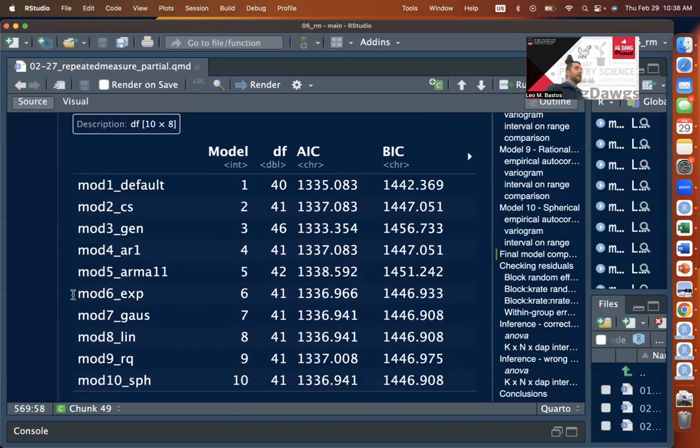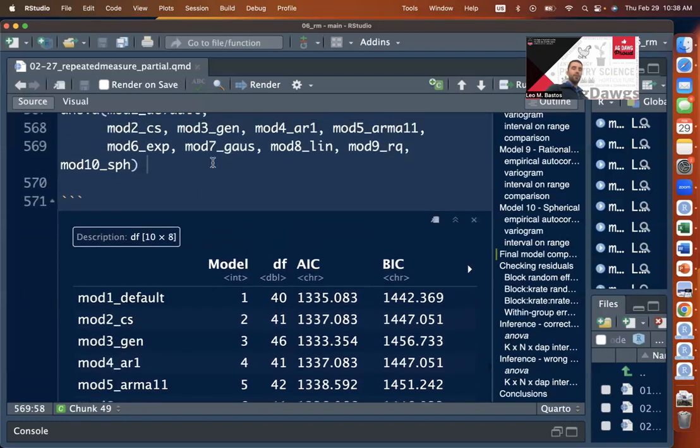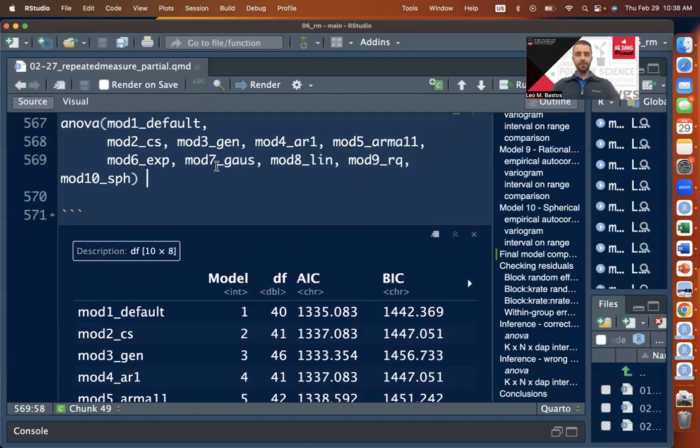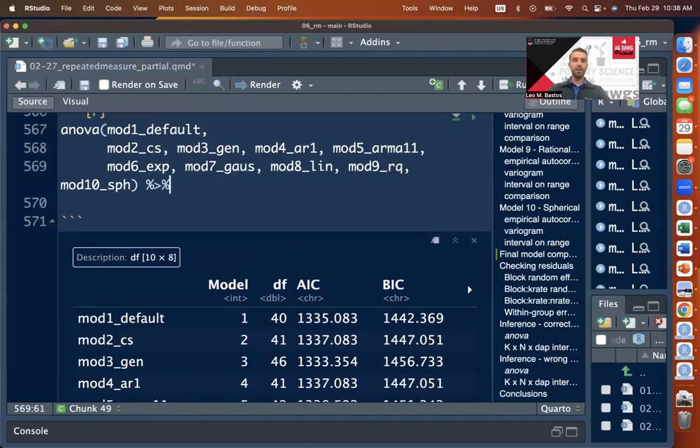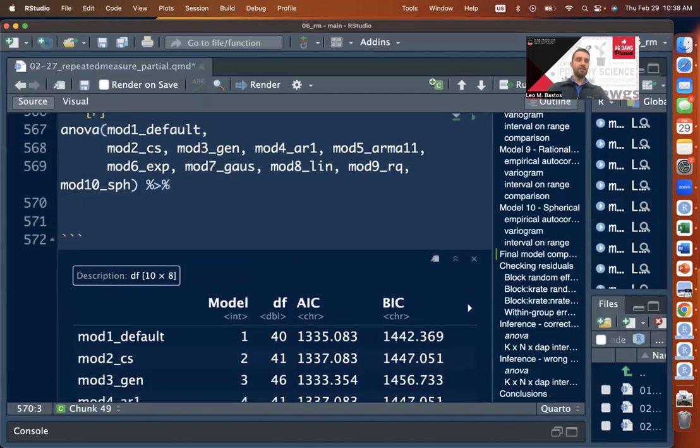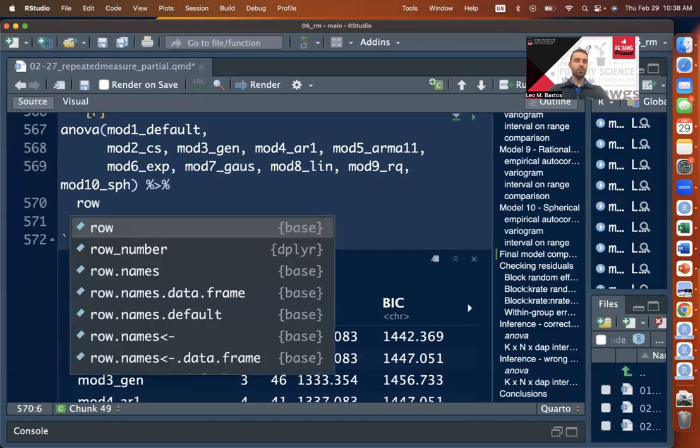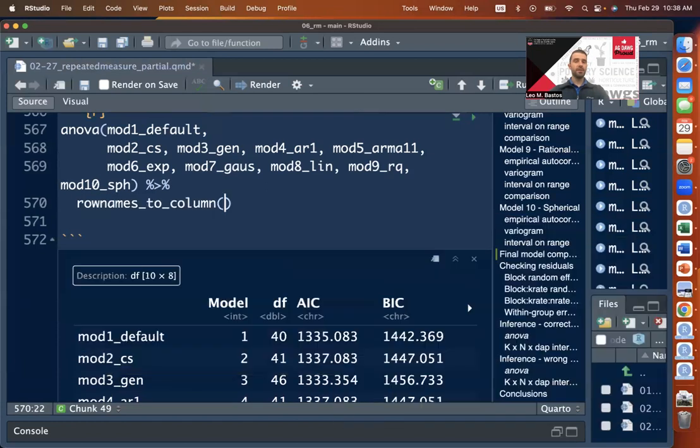But I think it's useful to have this as a column because then we can manipulate it if we need to. So I want to show a function that we have not seen yet. If you come back to this ANOVA here, let's give it a pipe. There's a function from dplyr called row names to column. This is going to remove those row names and move them into a column. Inside of this function, if you say var equals 2, you can give the name of that column. I want to give this name as model name.